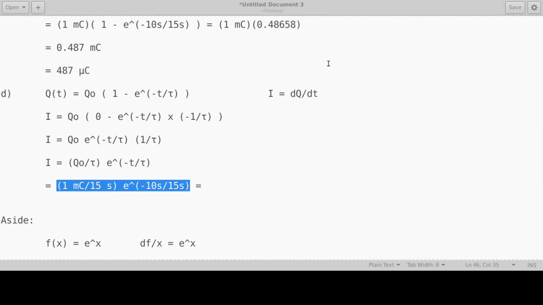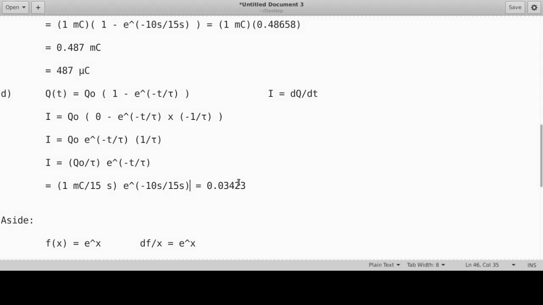Copy, paste. And the answer is, why is it a malformed expression? Well, oh, there we go. It's equal to that, and that's in milliamps.